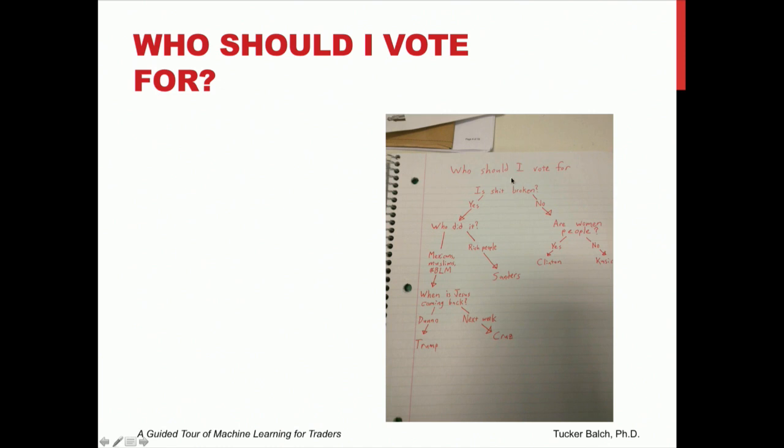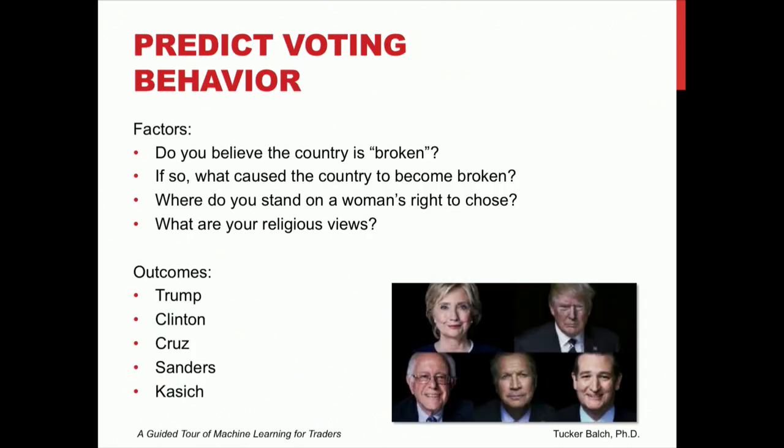It's a logical flow chart, and it starts at the top. Is shit broken? Now, if it's yes, you go down this branch. Who did it? If it's rich people, then you should vote for Sanders. Anyways, I'm not going to linger here too much. But I thought we'll clean it up a little bit and turn it into a machine learning problem.